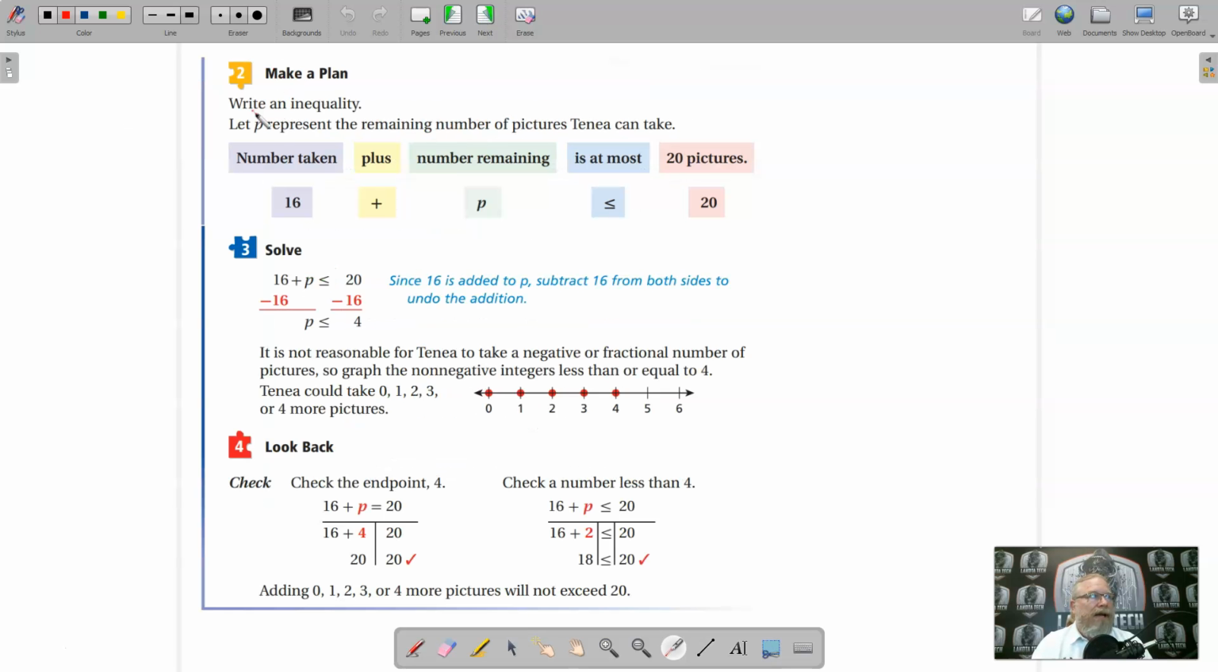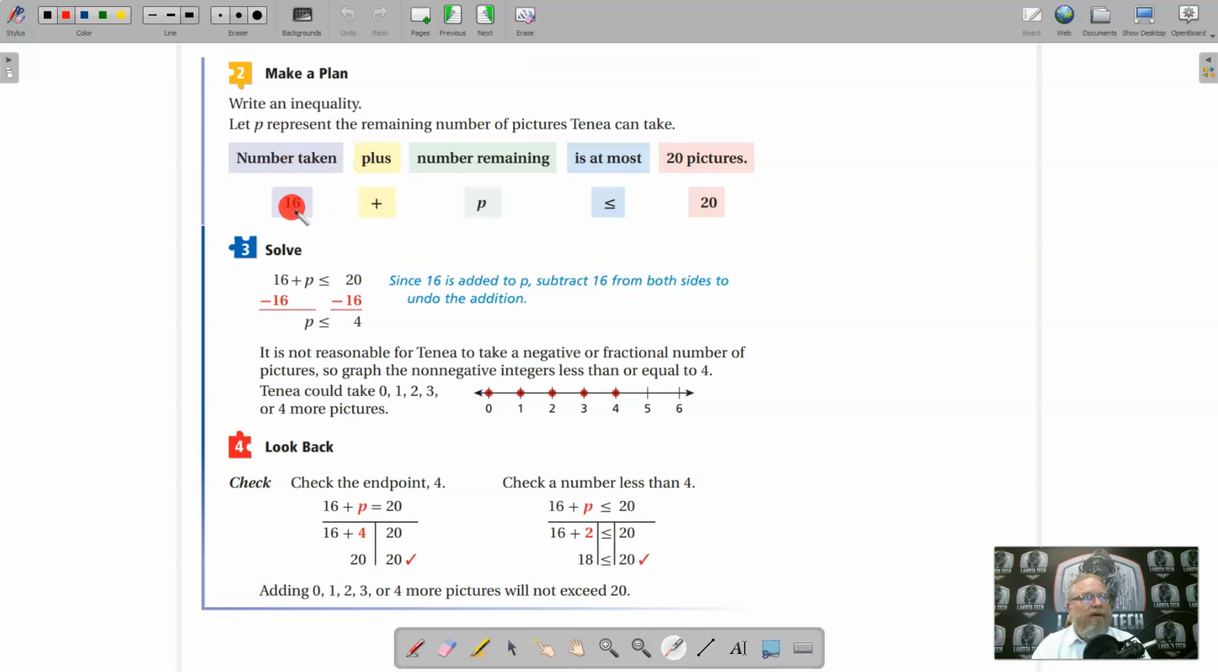So let's make a plan. Write an inequality. We're going to let P represent the remaining number of pictures Tania can take. So let's go ahead and think of this as the number taken plus the remaining is at most 20 pictures. So there's a statement that we made with our known information. Now we're going to convert it over to a mathematical sentence.